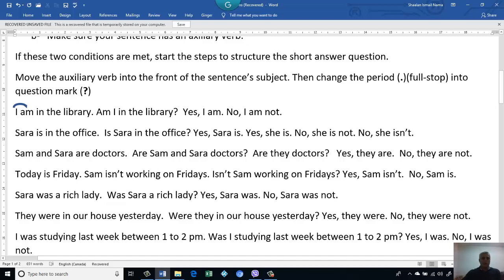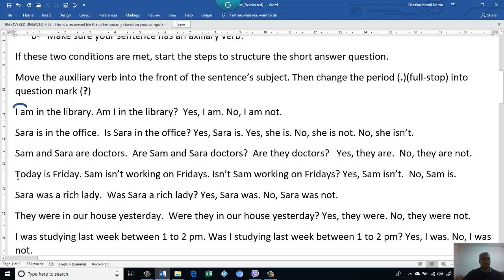Okay, let's continue. Let's go for the next sentence. We follow the same steps. Sam and Sarah are doctors. Then we have the auxiliary verb are. Then I'm going to put it in front of the subject. Then I'm going to say, are Sam and Sarah doctors? Or you could make it short: instead of Sam and Sarah, you could say they. Are they doctors? Yes, they are, or no, they are not.